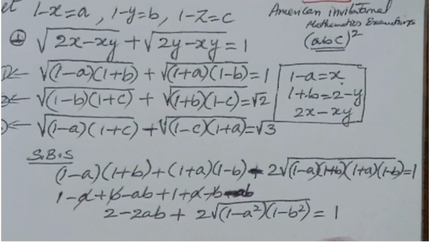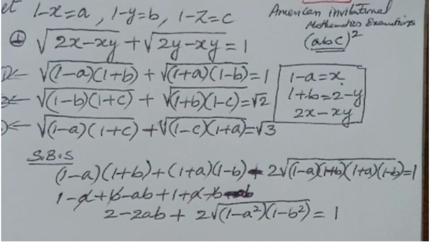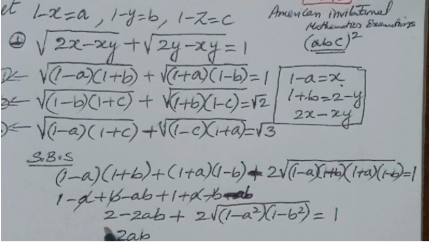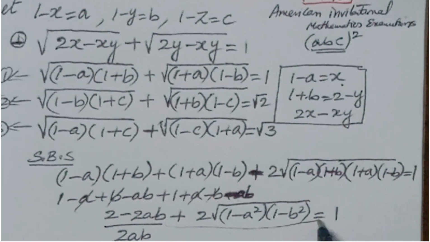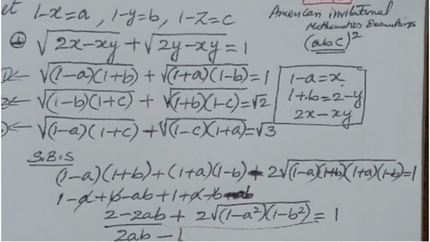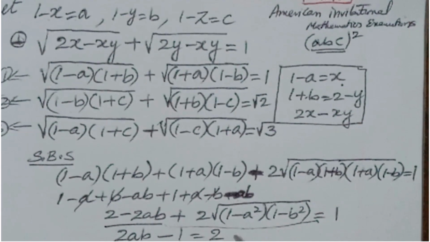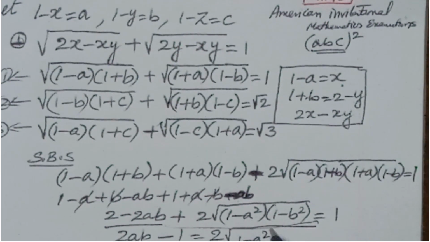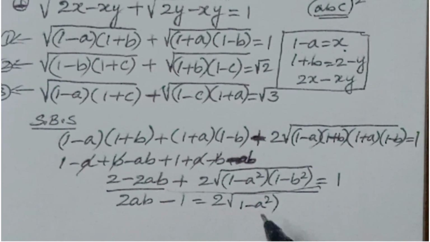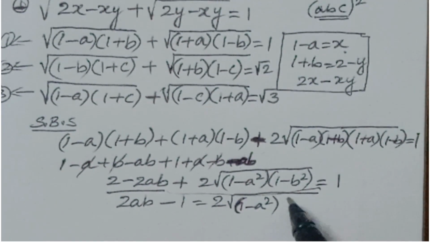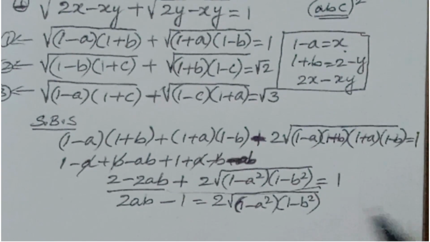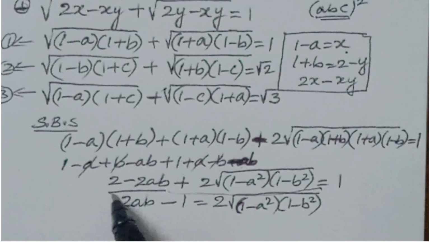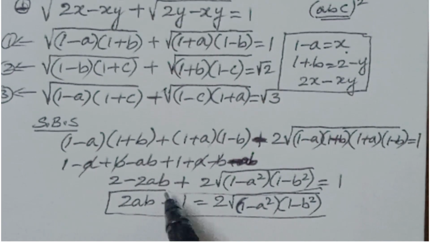Now sending these terms to that side. So here you will get these two terms I am sending to that side. 2ab minus 1 is equal to 2 root of 1 minus a square into 1 minus b square. So this we are getting after squaring on both sides.